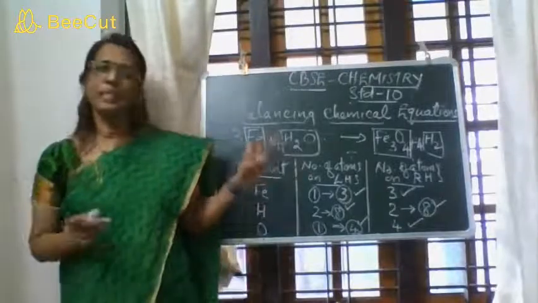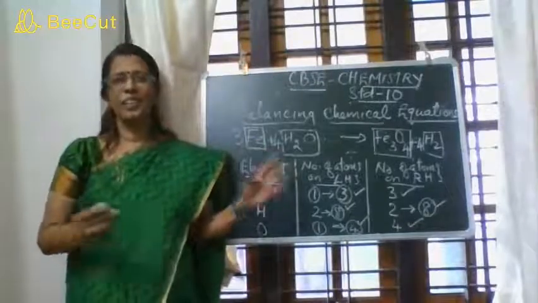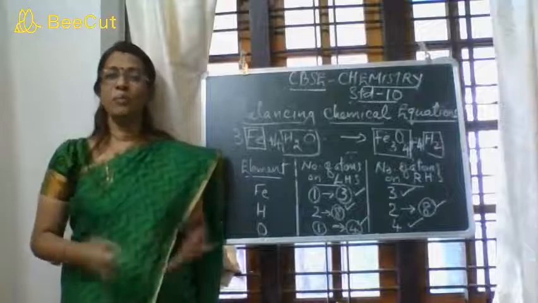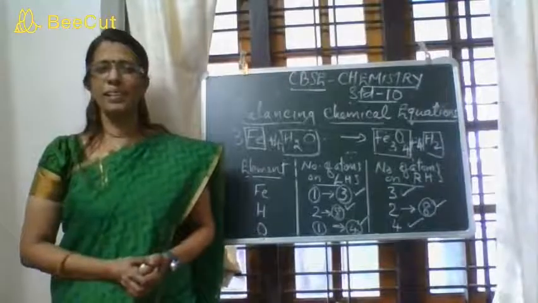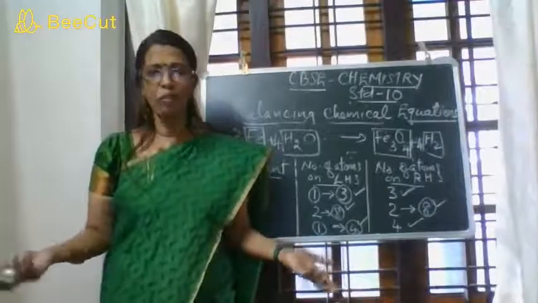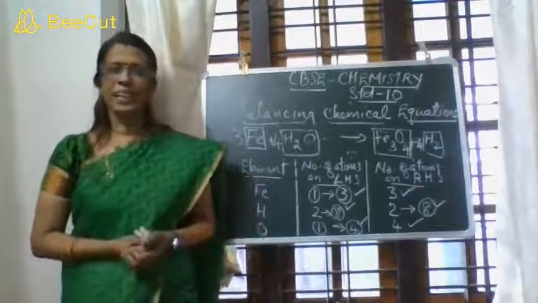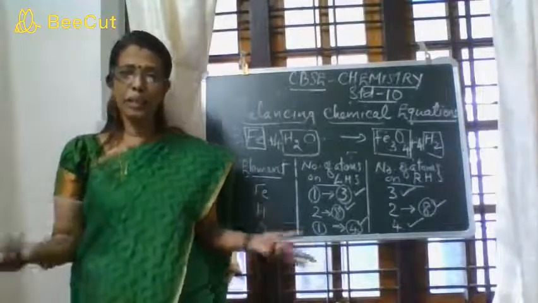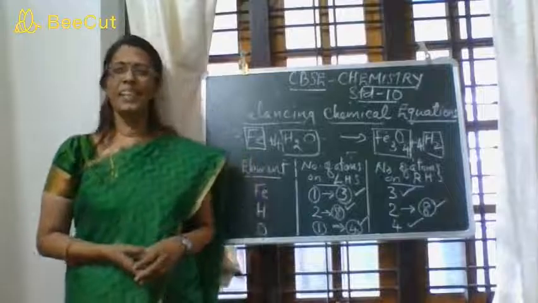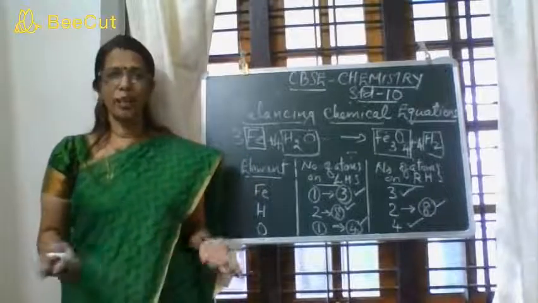So these two questions are here for your public exam. That is, why do we balance a chemical equation? Because every chemical reaction follows the law of conservation of mass. That is why we have to balance a chemical equation. Then, what is meant by a balanced chemical equation? That's also another question.